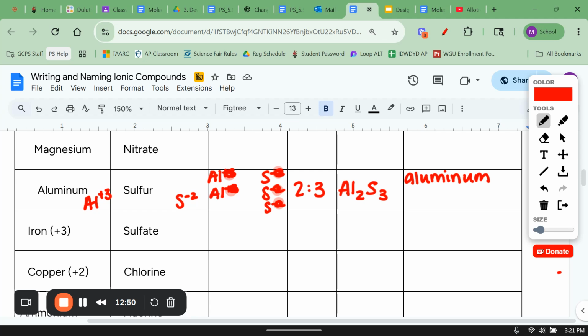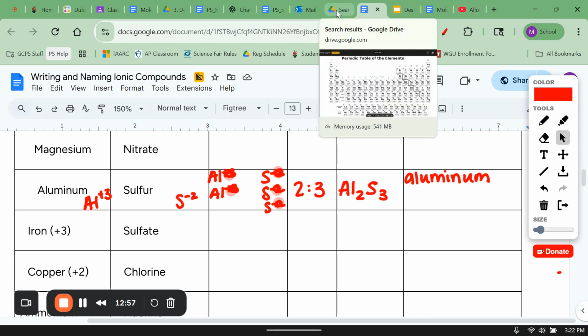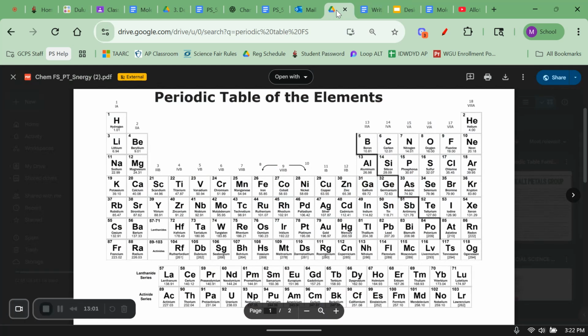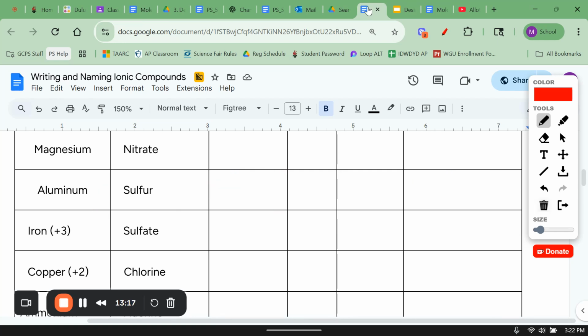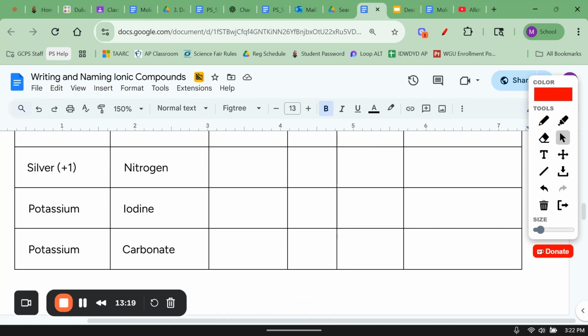Alrighty, if we look up sulfur's location on the periodic table, we can see that sulfur is a nonmetal, so it is going to need a name change to IDE. This becomes sulfide. So now that takes care of our examples on the front. Let's go to the back.